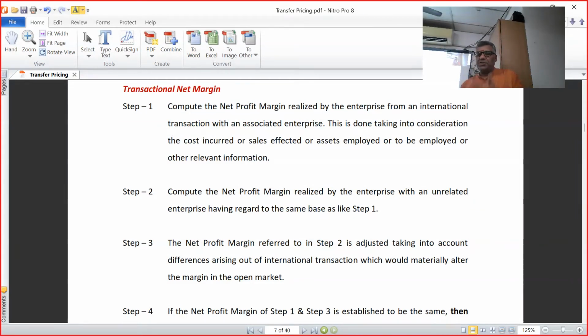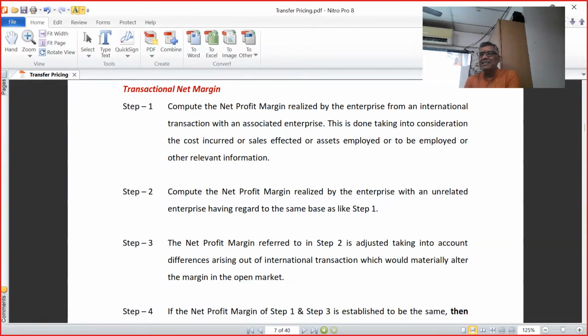TNMM, transactional net margin method. Transaction wise, go ahead and compare. Some transaction cost plus, some transaction profit split, or some transaction resale price method. Everywhere cost and sales keep comparing. A combo of transactions can also be there. That is what is transaction net margin method. Not necessarily, it can be multiple.